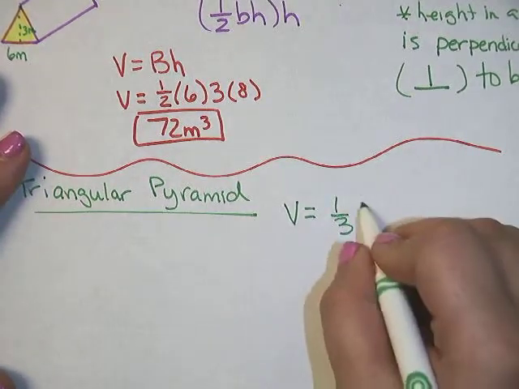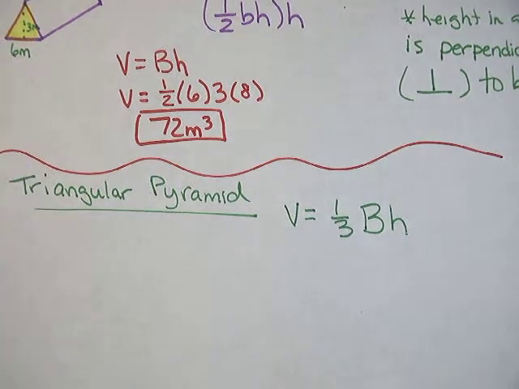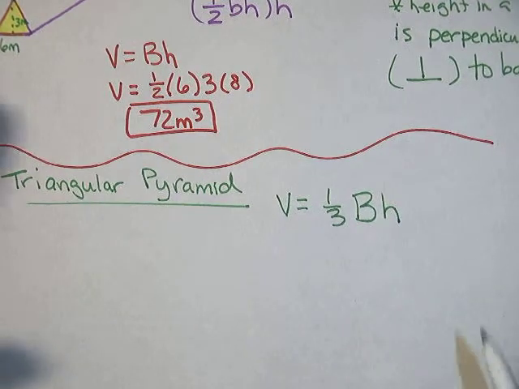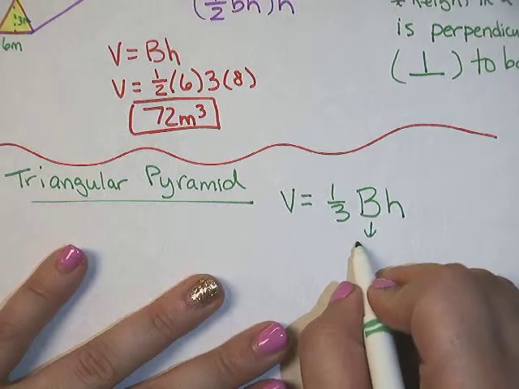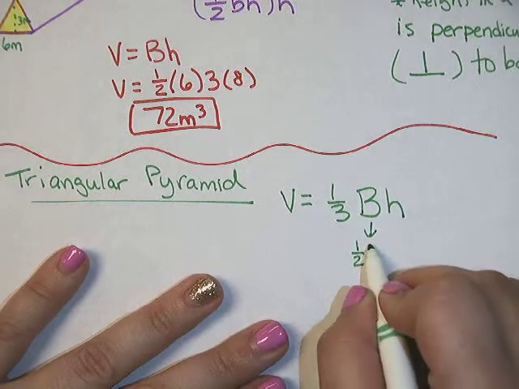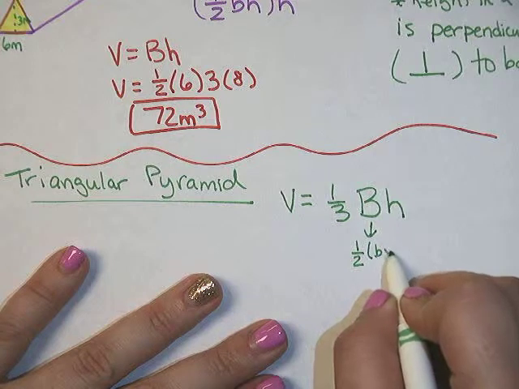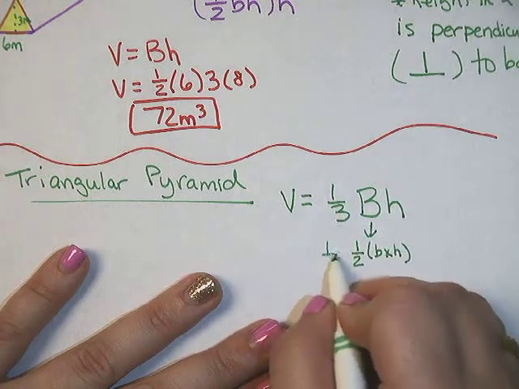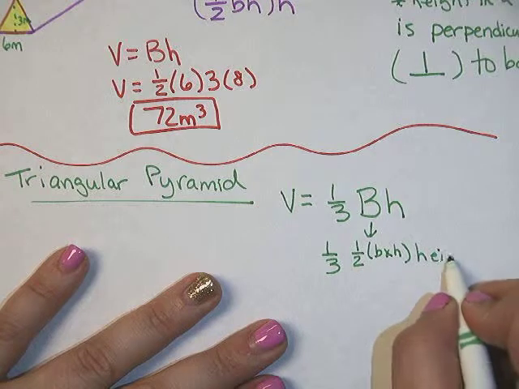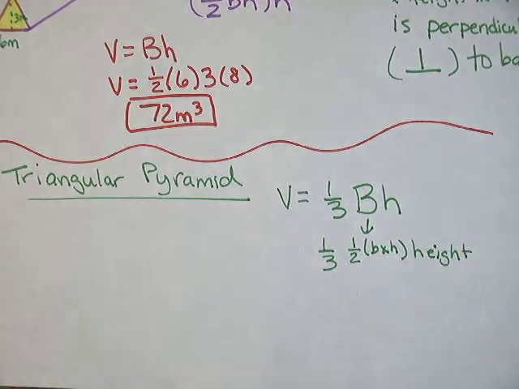Okay, triangular pyramid. Look at your formula. What's the formula for pyramids? V equals 1/3 capital B H. What's the only difference? 1/3, just like yesterday for rectangles. Same thing. It's just 1/3. But you have to remember that B is 1/2 times what? Base times height. Then you have to multiply it by 1/3. Then you multiply it by the height of the prism.